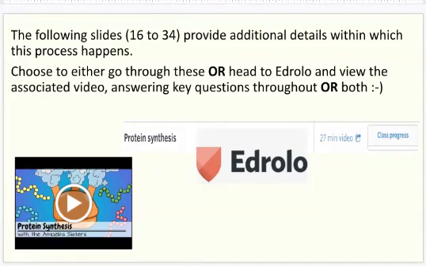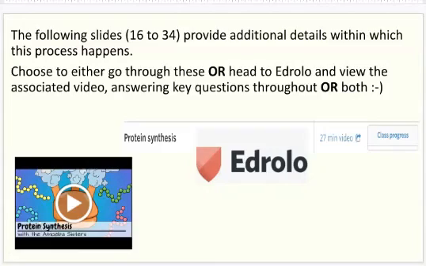So as mentioned before, moving on with the same process, protein synthesis. The following slides, which are numbered 16 to 34, provide additional details within which this process happens. Now you have an option to either go through these from 16 to 34, or you can head to Edrolo and view the associated video. It's a 27-minute video, and they have a lot of great questions embedded throughout. You can do either one of those, or you can actually do both.